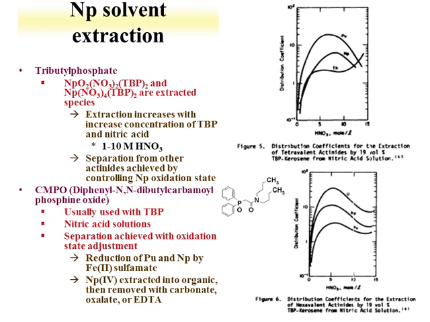CMPO, which is a ligand that is preferentially used in the TRUEX process, has also been studied with tributyl phosphate, and separations have been achieved with oxidation state variation, where neptunium and plutonium can be reduced, and neptunium-4 can be extracted into organic and then removed with carbonate, oxalate, or EDTA.